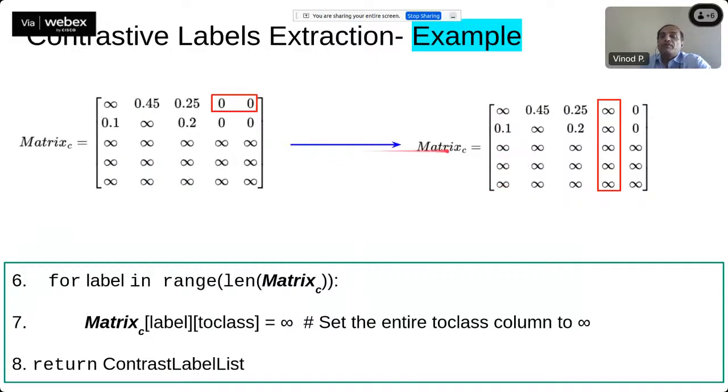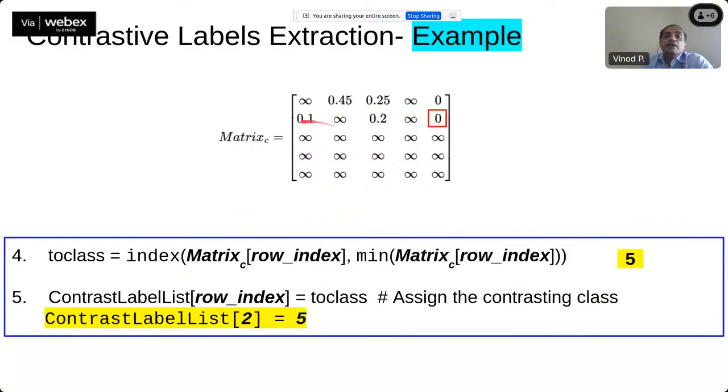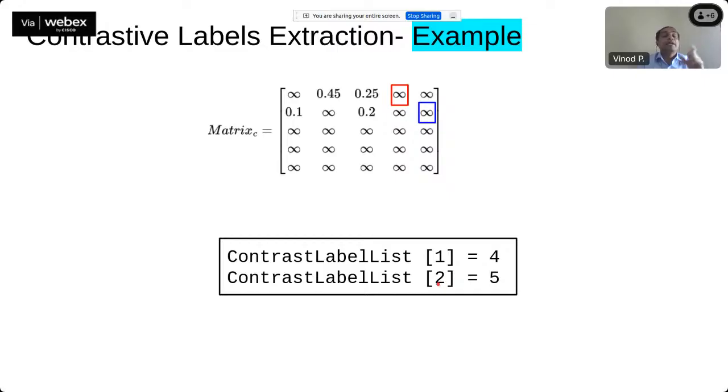So I update my matrix and make it infinite. For class 1, the contrastive label is 4. Likewise, we go to row number 2 and find the minimum value. Here the minimum value is 0, which means for class number 2, the contrastive label is 5. So all data points which belong to class 1 will be relabeled as 4, and all data points which belong to class 2 will be relabeled as 5.